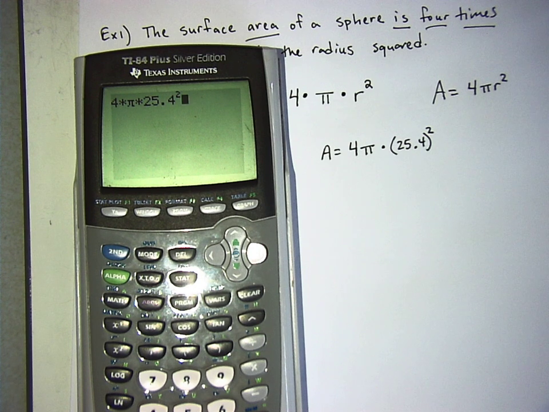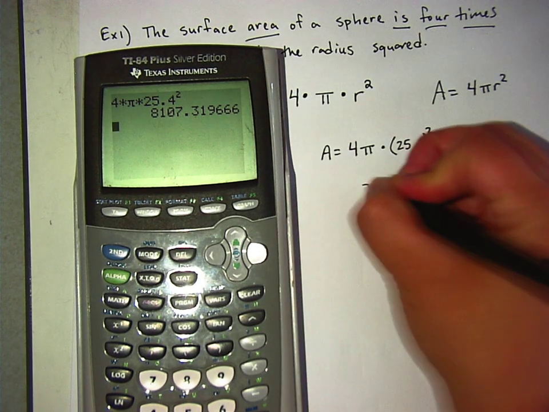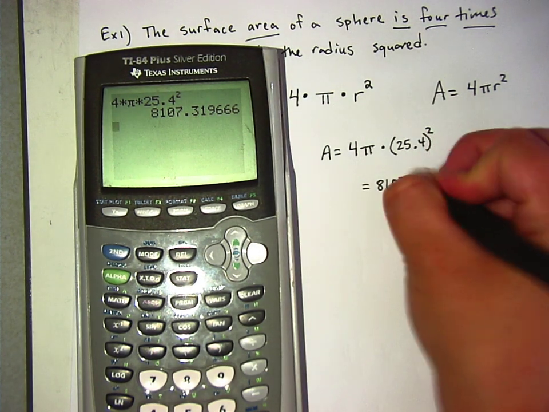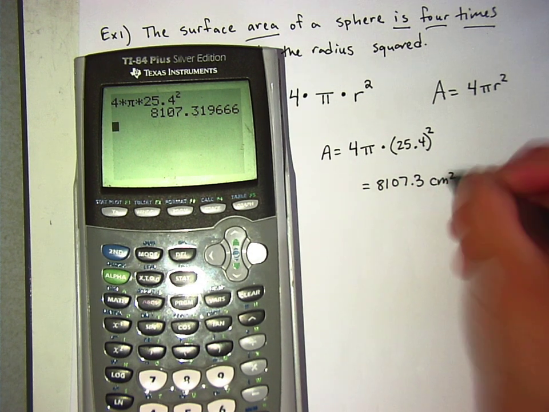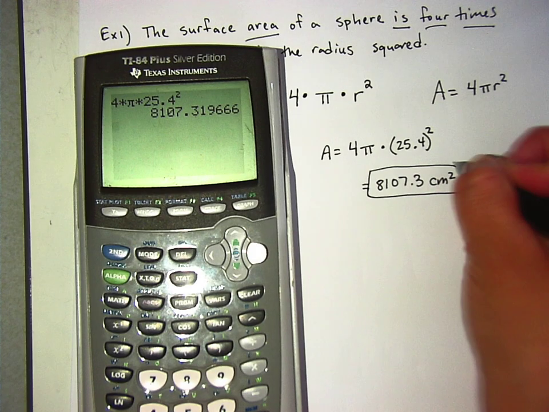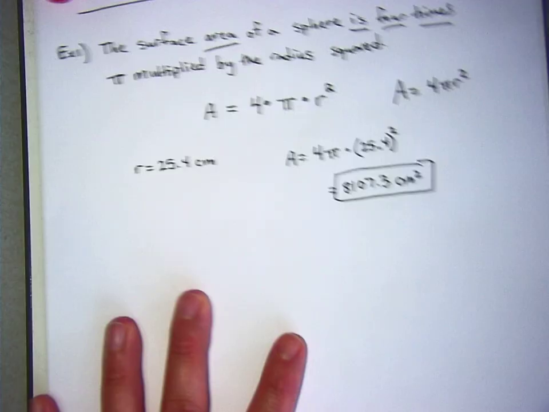It's diagonal. Everybody got it? You do not have to do all of this separately. That's the joy of a graphing calculator. You can do it all at once, hit enter. You should get 8,107.3, and this is an area, so centimeters squared, like this. If it's a story problem, it has a story answer.